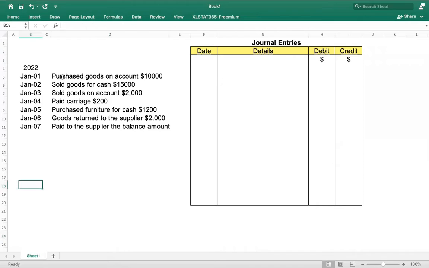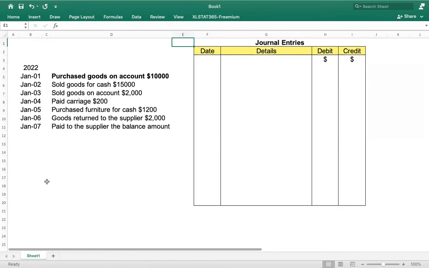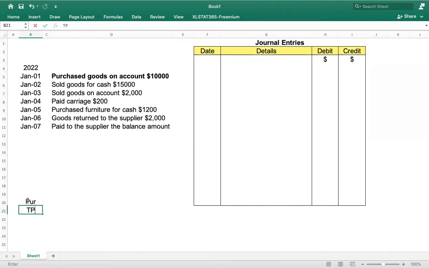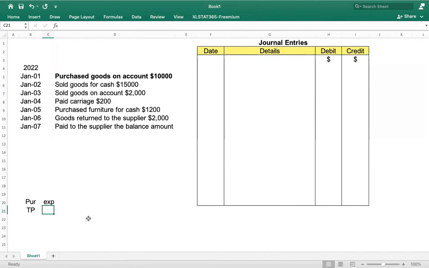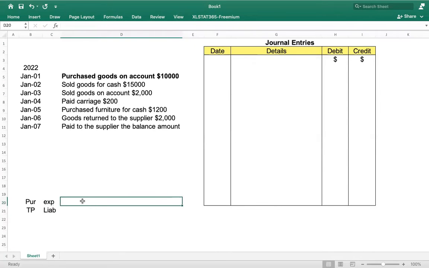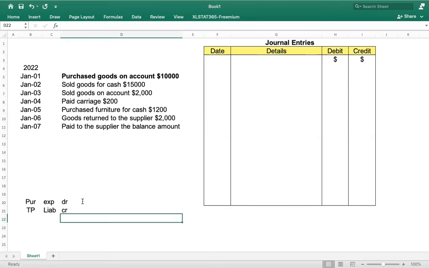So in the first transaction, can you tell me which two items are affected? Purchase and trade payable. Good. Purchase is which category? Purchase is expense. Trade payable is liability. And both are increasing, right? So increase in expense is debit, increase in liability is credit. So purchase is not asset, purchase is expense.